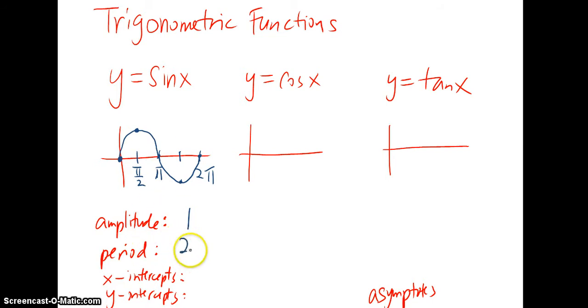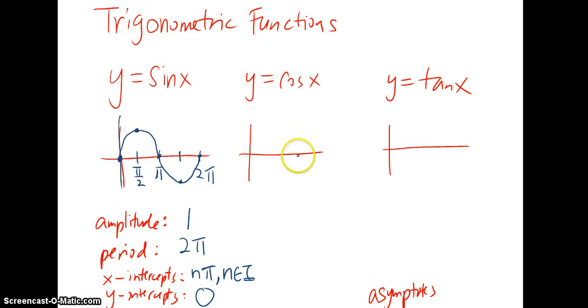The period is 2 pi. The x-intercepts you can see are 0, pi, 2 pi. If you keep going, 3 pi, it's every pi. The way to write every pi is n pi, and then you say n is an integer. Which means every pi, it will hit the axis. What's the y-intercept? It crosses the y-axis at 0.